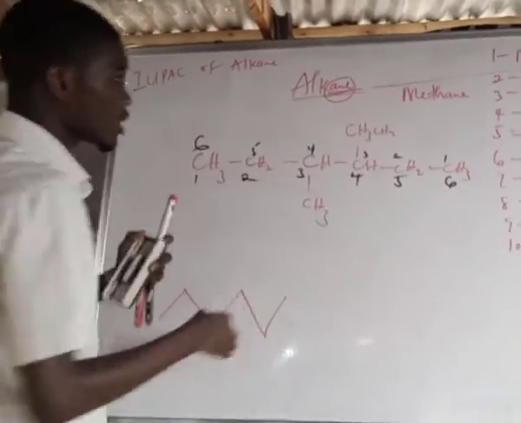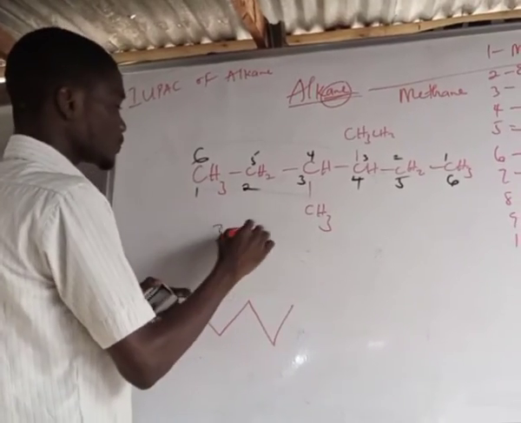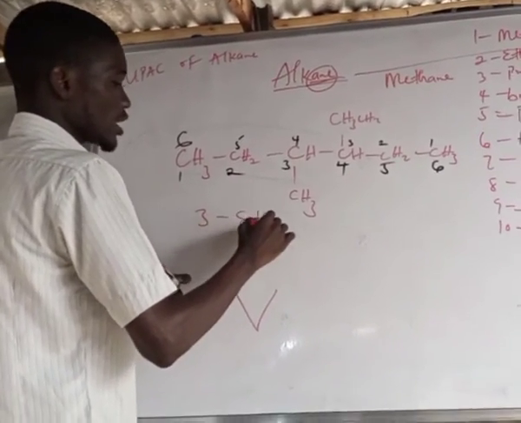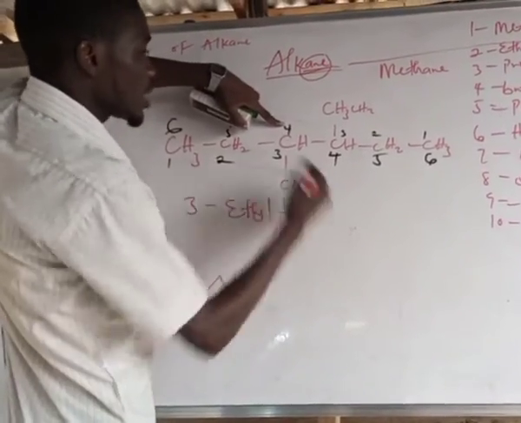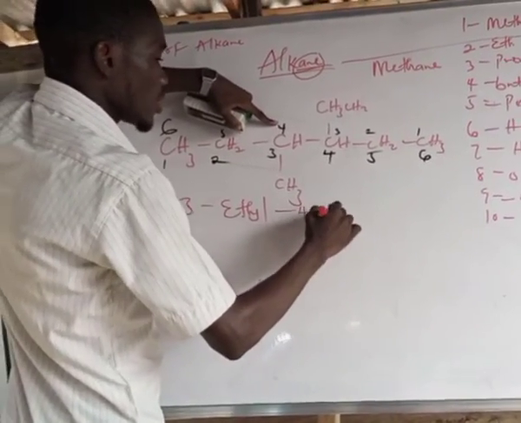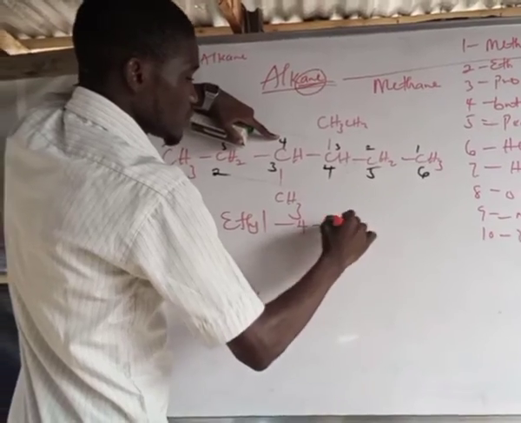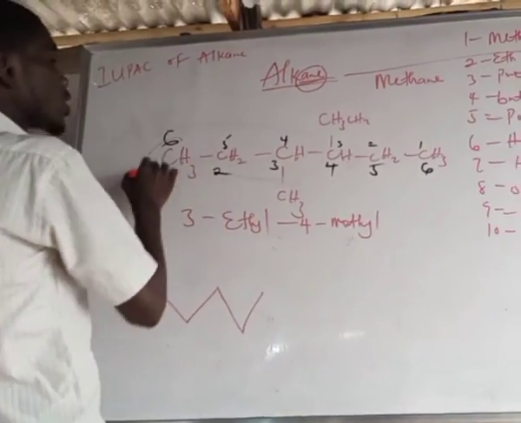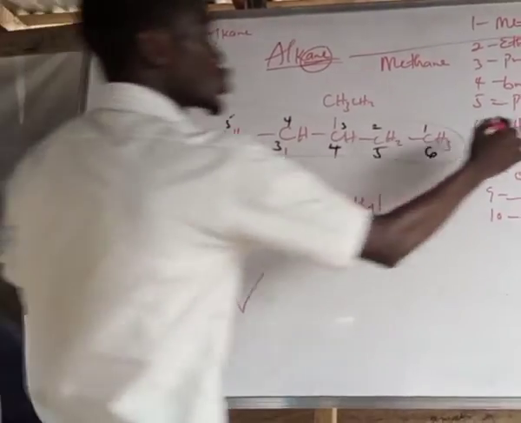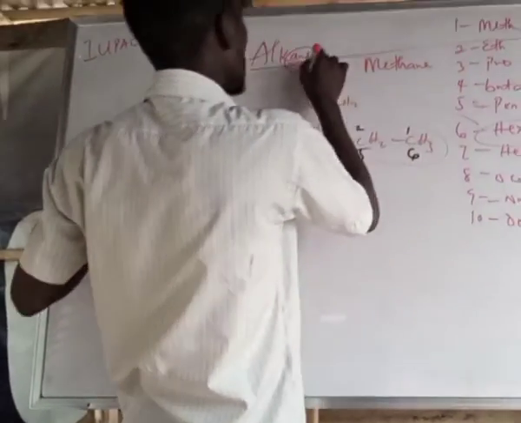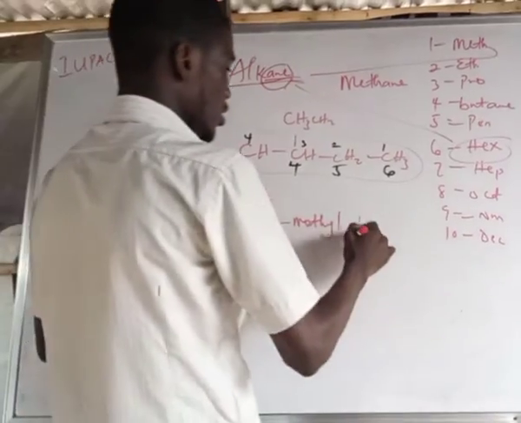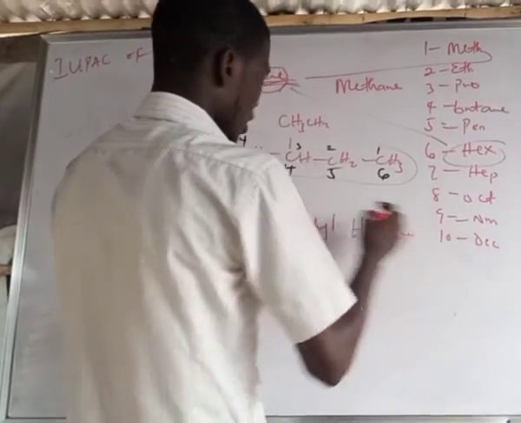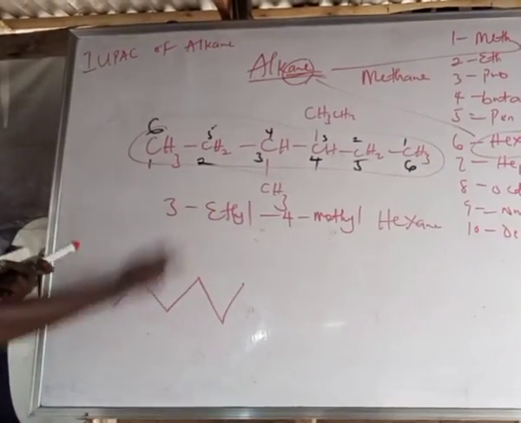With this, I'll name it 3-ethyl. What do you have here? From right to left, we have 4 here, 4-methyl. When we look at the longest continuous carbon chain, 6 is hex, using the suffix ane, so I call it hexane. So we have 3-ethyl, 4-methyl, hexane.